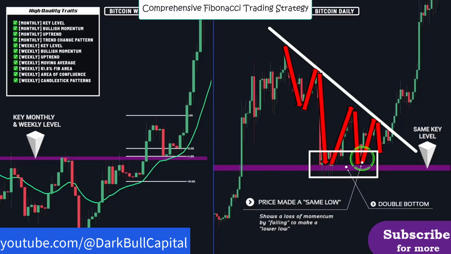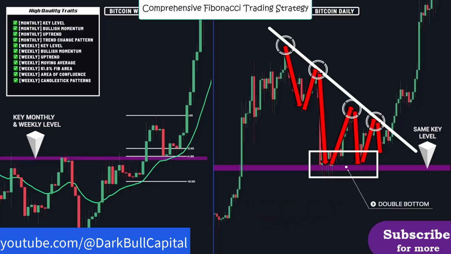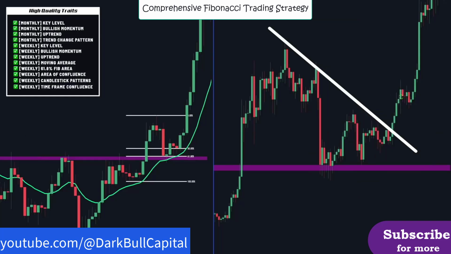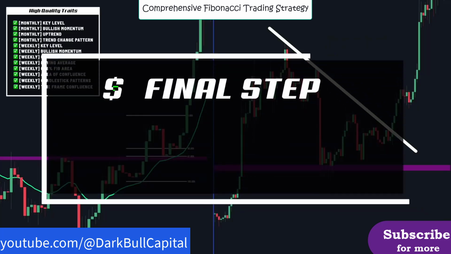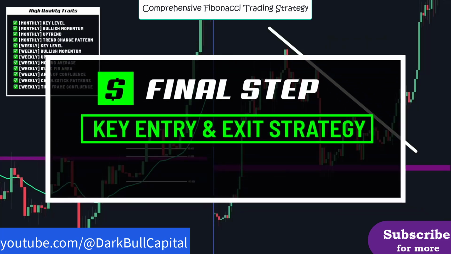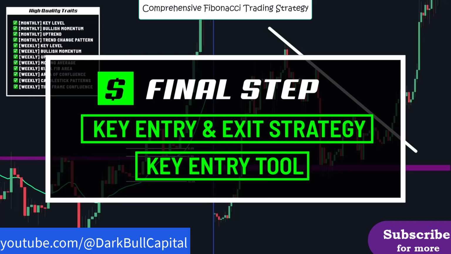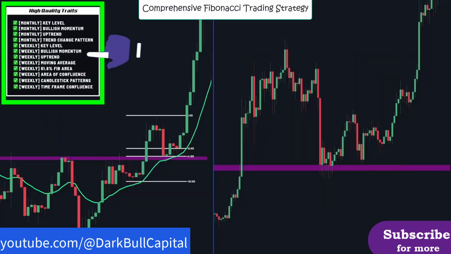And this all occurred at the weekly and monthly level. Clear lower highs before price finally broke through the trend line and made a higher high, which is again another trend change pattern. So after you had your trend change confirmation breakout, all things are a go. This is again when you need the final step of the formula, which is to go to the lower intraday timeframes and use our key entry and exit strategy and entry tool. This was a very high quality A+ trade, almost picture perfect.